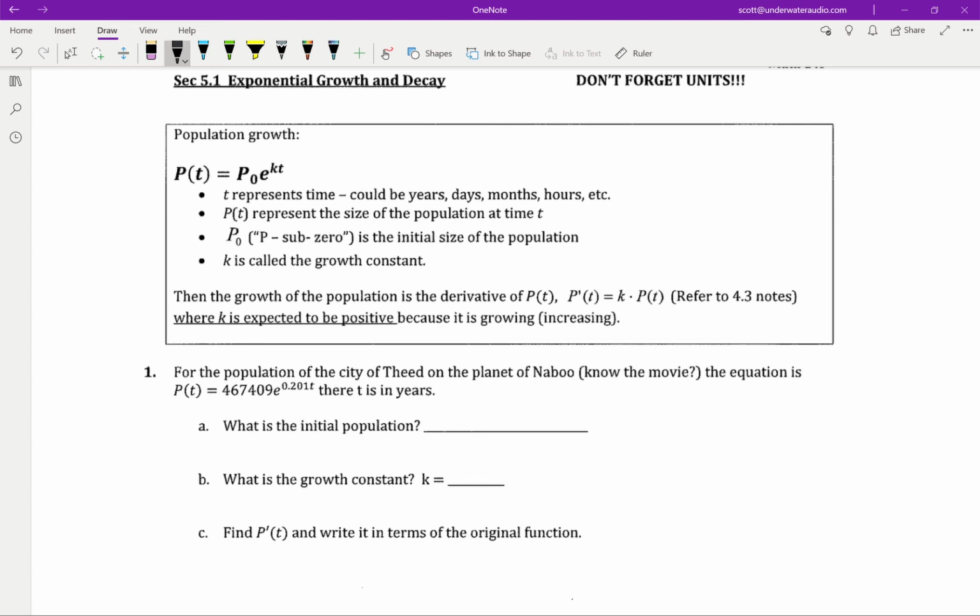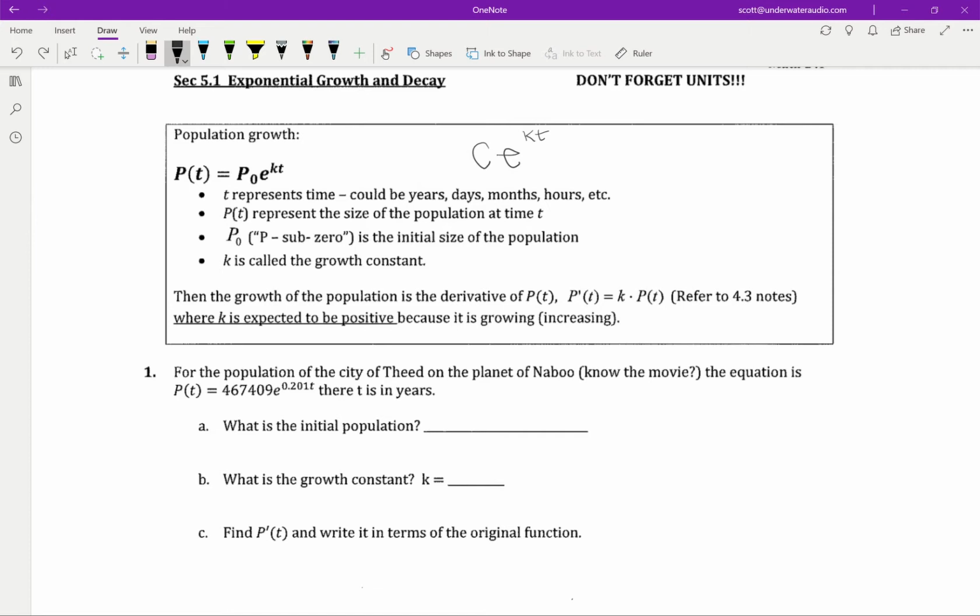Welcome to section 5.1. So in this section we're going to talk about exponential growth and decay. We've already been talking about exponentials, but mostly we stuck to the form Ce^(kt). And in this section we're going to start using, instead of C, P sub 0 or P naught. And that's the initial population, or just like the initial amount of whatever we're talking about. K is going to be called the growth constant, and t represents time.